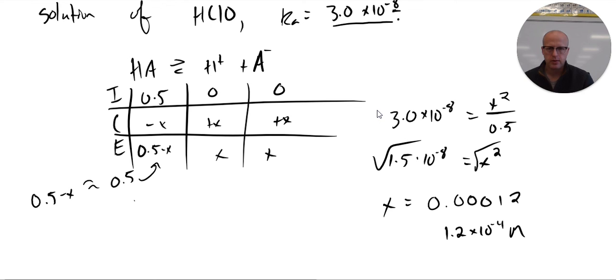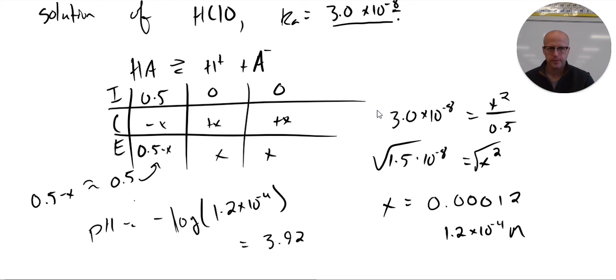So we have our x value now. The final thing is negative log of 1.2 times 10 to the negative 4th, and that is equal to... The pH is equal to 3.92. All right, so there's how we calculate pHs from weak acids.